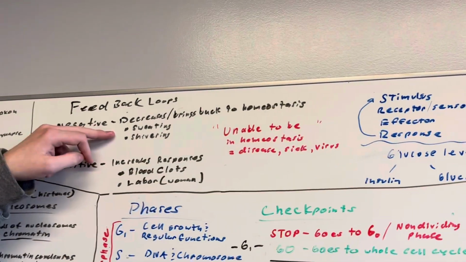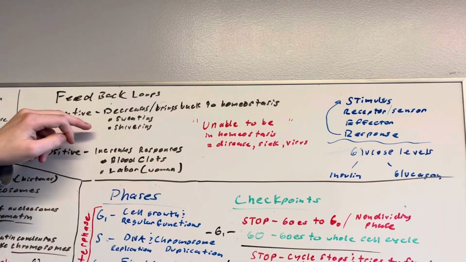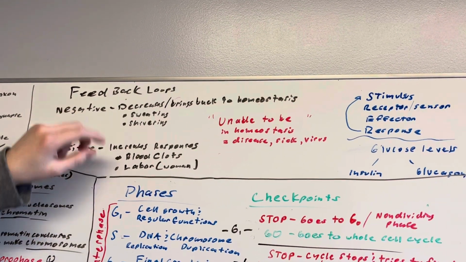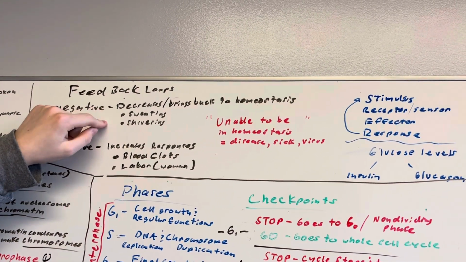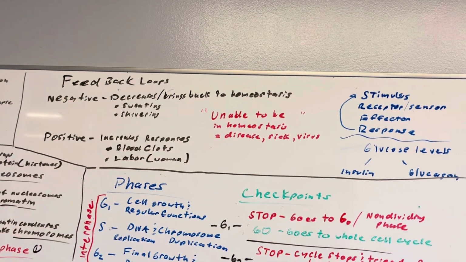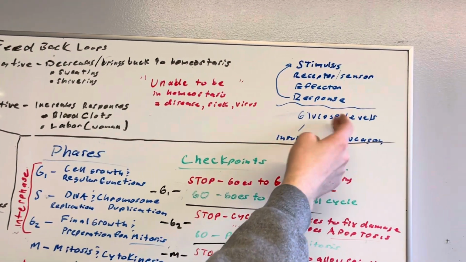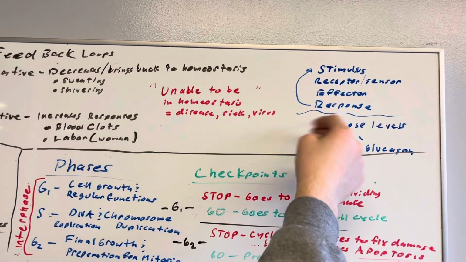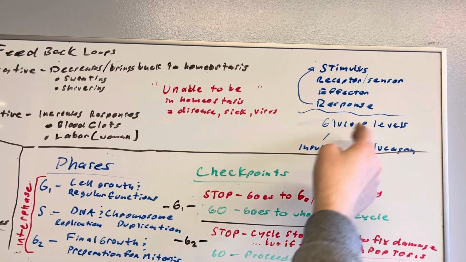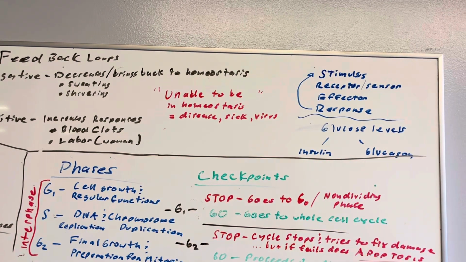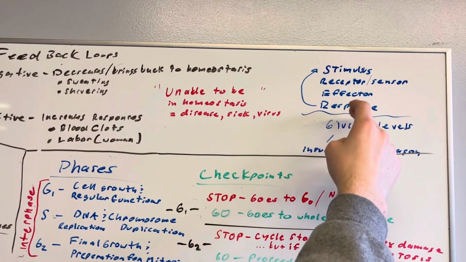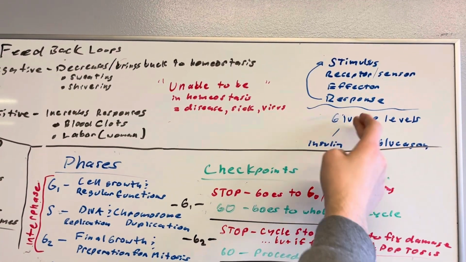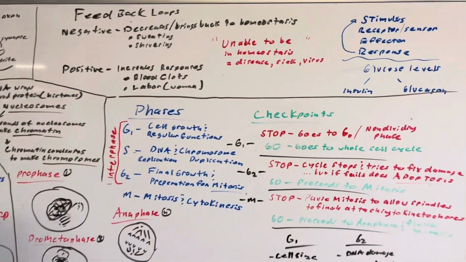The stimulus is that you're sweating. The receptor is your temperature receptors in your skin. The effector is that you're going to sweat. And the response is that you'll cool off. Another example is the glucose levels in the blood. When there's a lot of glucose after you just ate a meal, that's the stimulus. The receptor is the body detecting the glucose in the blood. The effector is insulin being sent out. The response is going to be lowered glucose levels in the bloodstream.